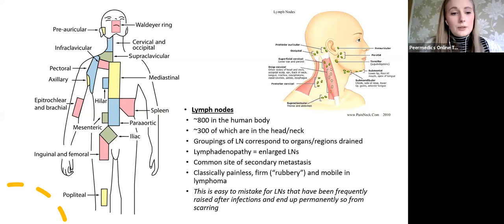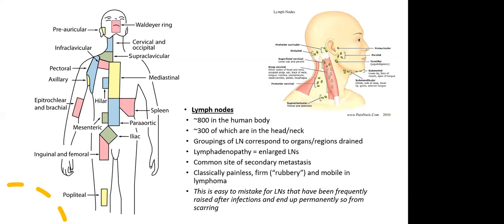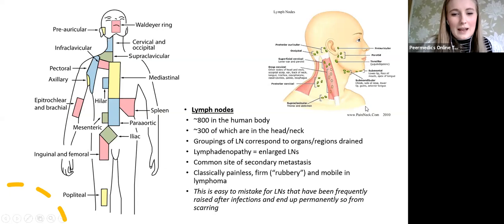And when we say lymphadenopathy, it's an easy word to just see and forget the definition. It just means that we've got any kind of enlarged lymph node for whatever cause. And classically in lymphoma, these are painless, firm or rubbery lymph nodes, not really inflamed and sore ones like you get in an infection. And they tend to be quite mobile.